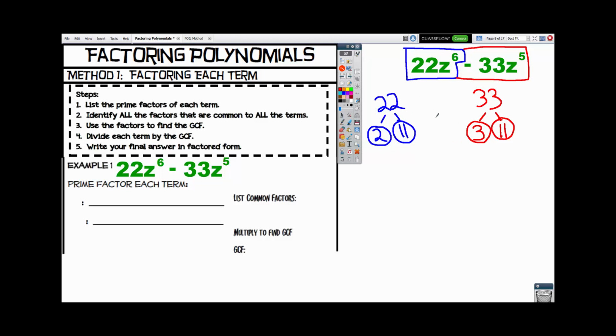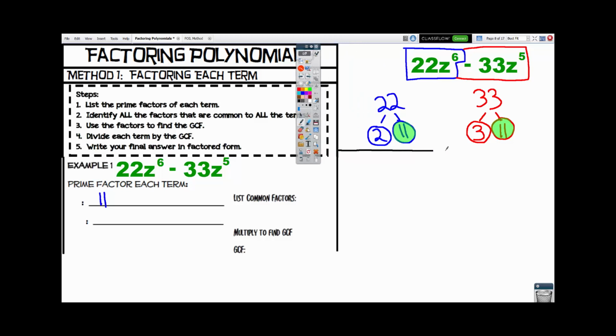Okay? And now what we need to do is take a look at all the factors that they have in common. So I look over here and I see that we've got an 11 in both terms, and that's about it. So in terms of our coefficients, the greatest number that we can factor out is going to be 11. What happens to the 2 and the 3? Well, don't worry about that. It's okay. We'll get there.